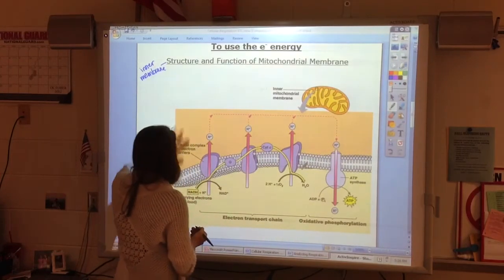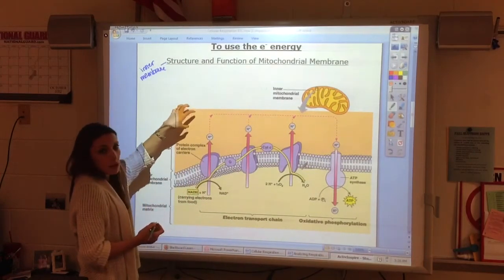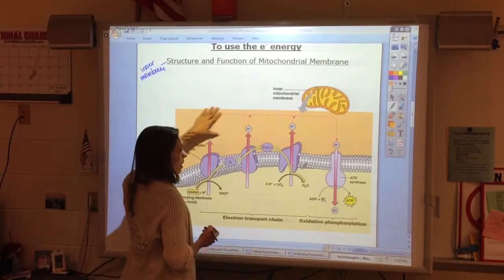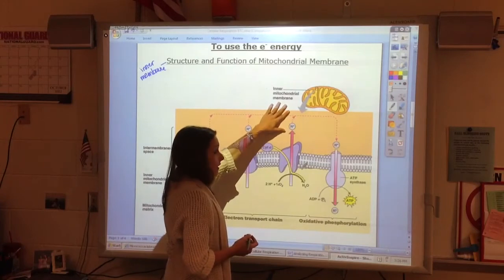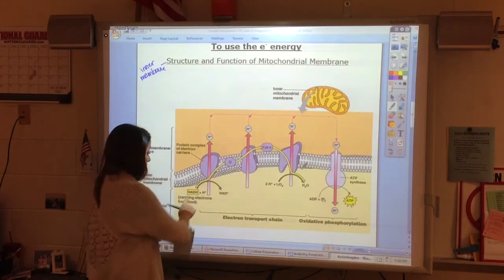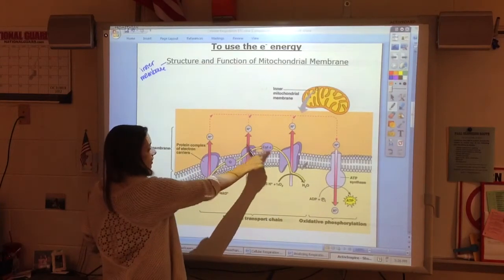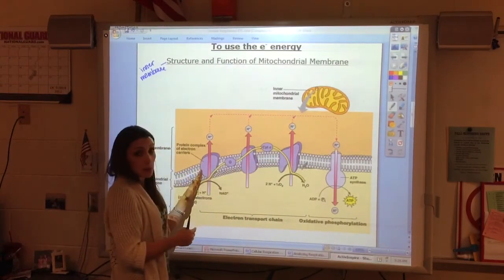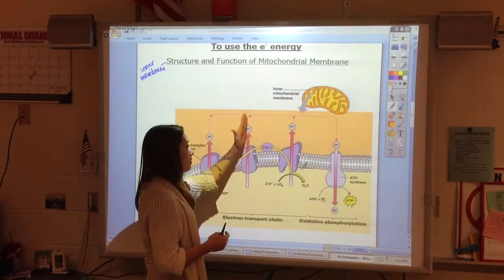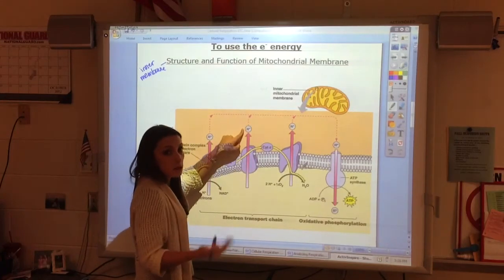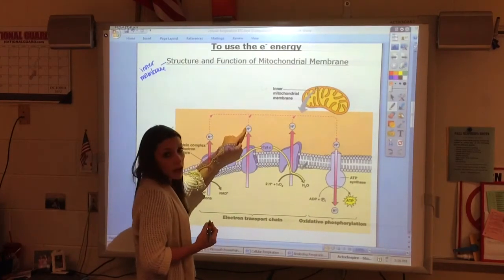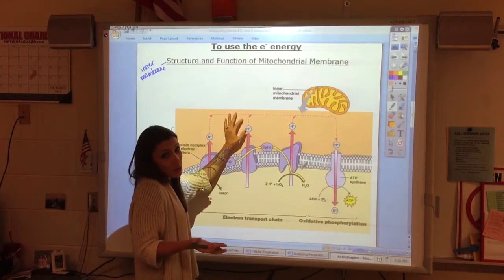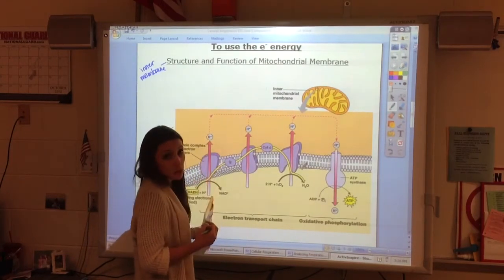So we have created an electrochemical gradient, a high concentration of hydrogen ions. How did we do that? We use the energy of the electron. And so every time it reaches one of these transmembrane proteins, we pump protons, which is another word for a hydrogen ion. Because hydrogen, when it loses its one electron, it's just a proton. So that's why we call it a proton.